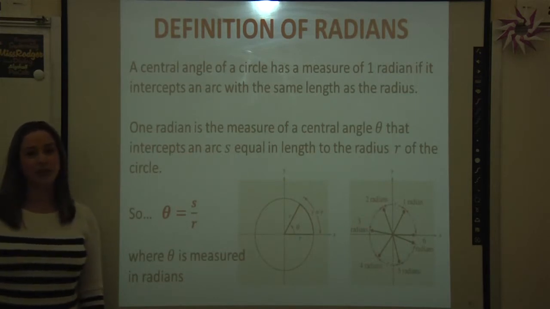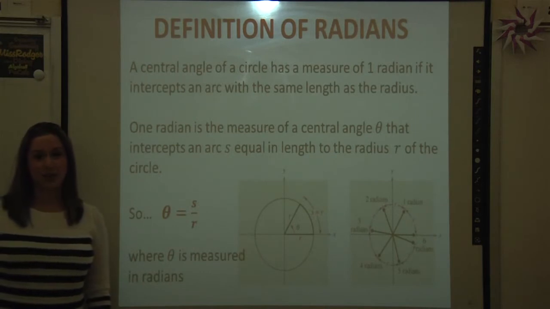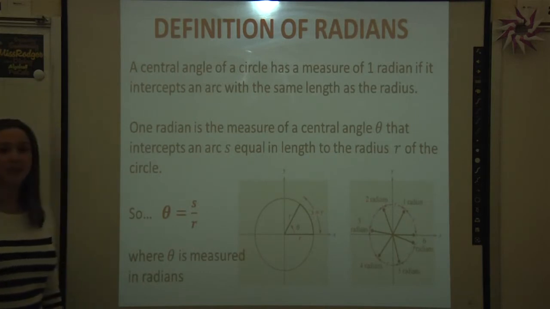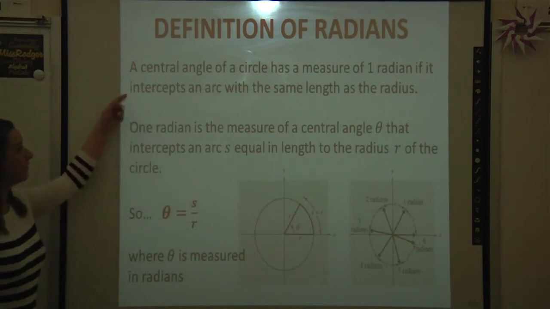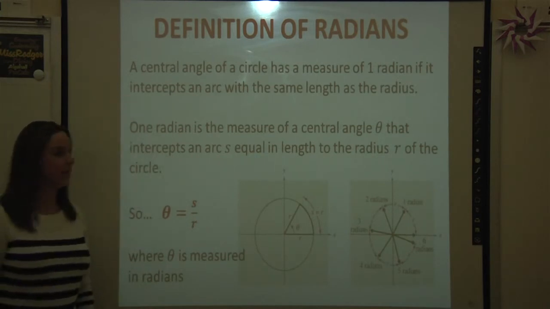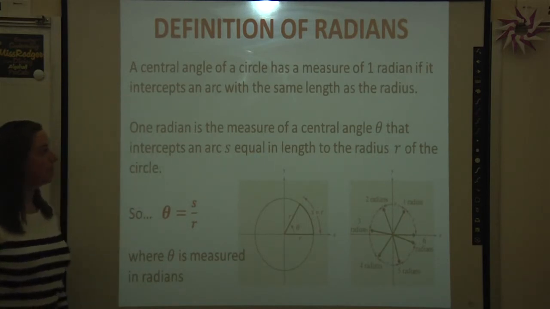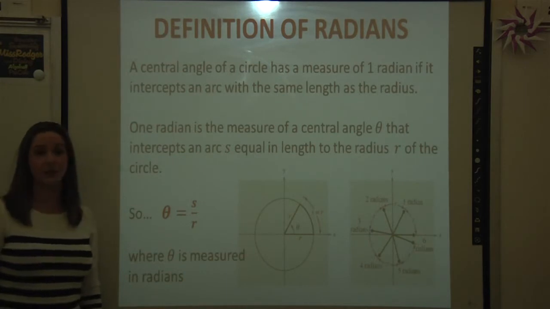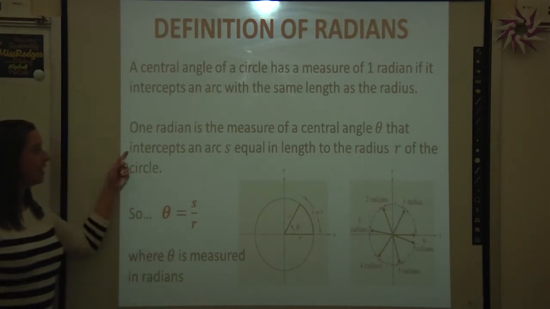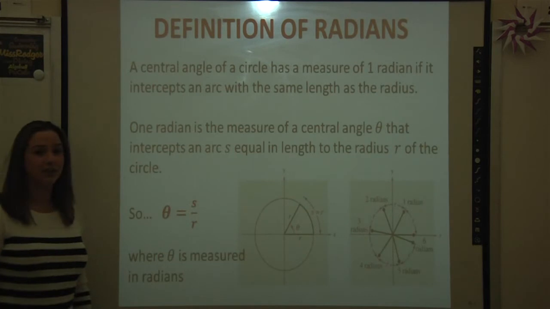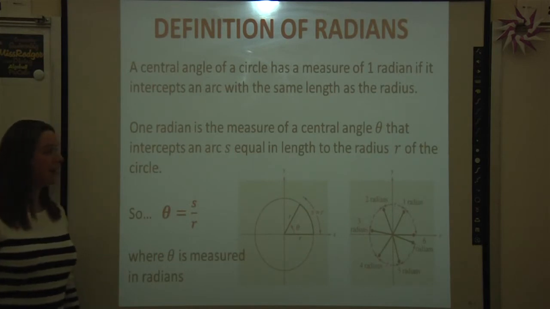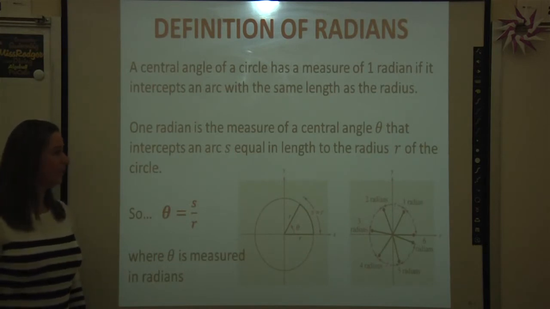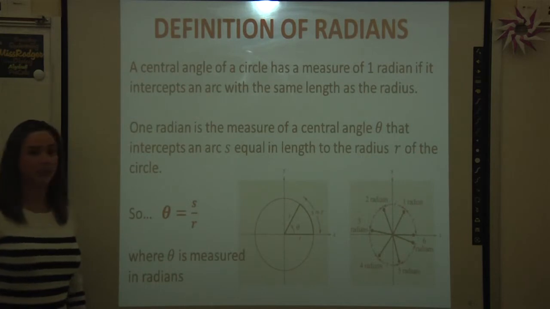We need to first define what a radian is and how we can convert between degrees and radians. So our formal definition: a central angle of a circle has a measure of 1 radian if it intercepts an arc with the same length as the radius. 1 radian is the measure of a central angle theta that intercepts an arc s equal in length to the radius r of the circle.